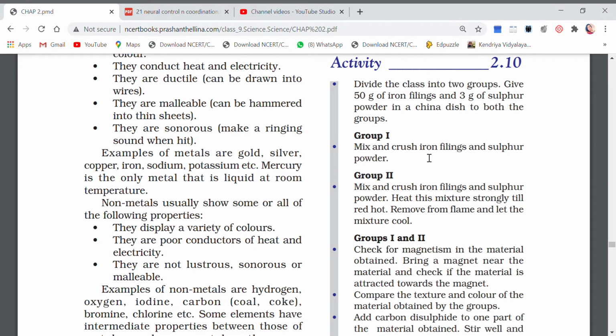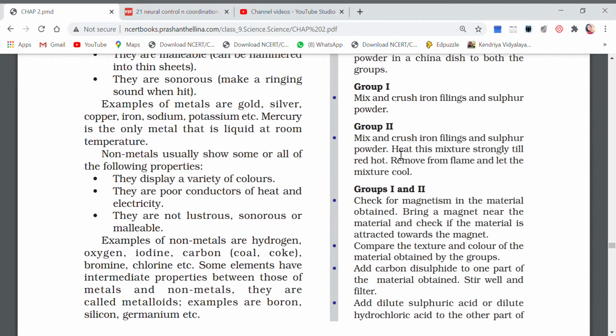Group 1 ने क्या किया? Iron filings को और sulfur powder को crush करके mix कर दिया. बट ग्रुप 2 ने क्या किया? दे हीटेड द मिक्सचर स्ट्रांगली. उन्होंने मिक्स तो किया, क्रश करके मिक्स किया, लेकिन उन्होंने मिक्स करने के बाद दे हीटेड द मिक्सचर स्ट्रांगली टिल रेड हॉट. और उसके बाद they remove from flame and let the mixture cool.